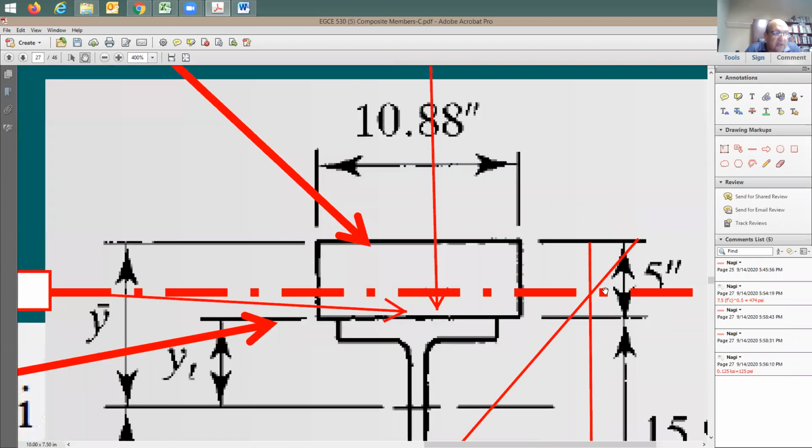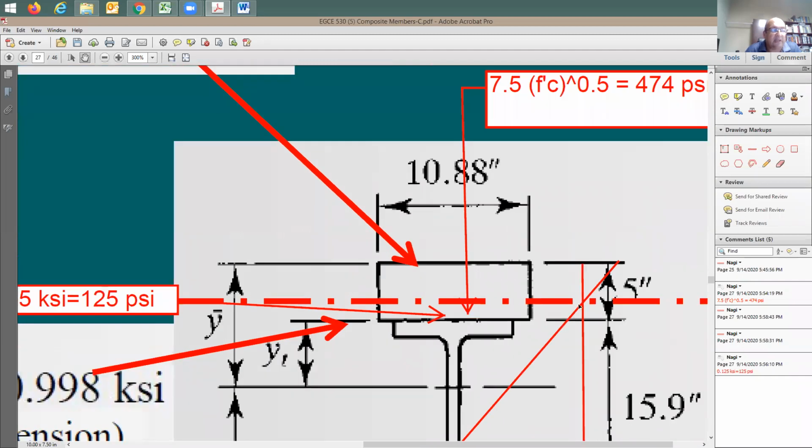So concrete here is not good. Someone's going to say, let's just ignore this piece of the concrete because it's going to be under tension. So say, fine, if you're doing a design problem, yes, you can ignore it.